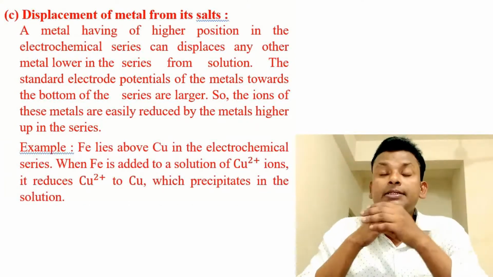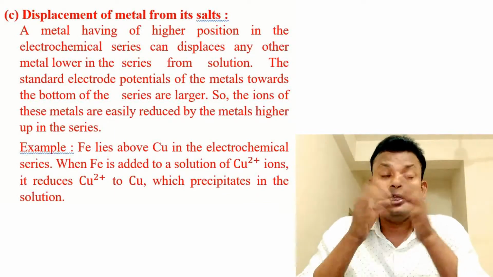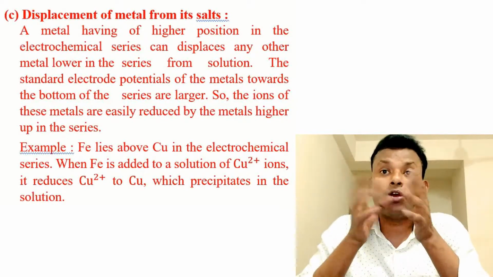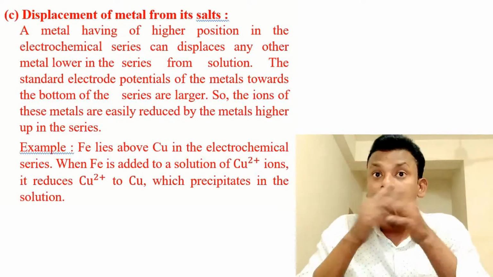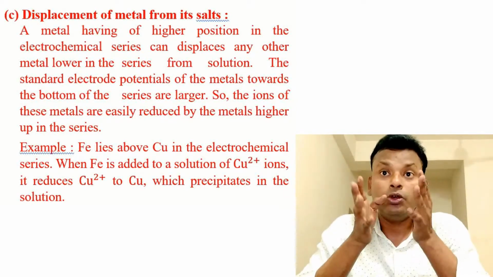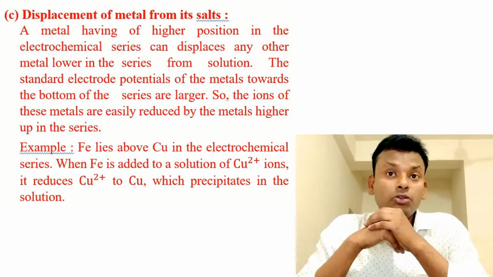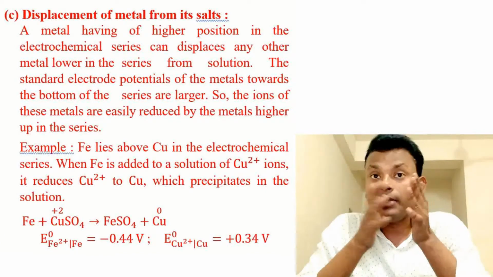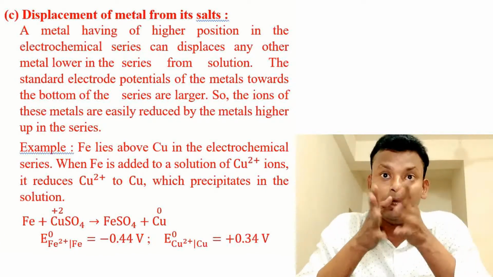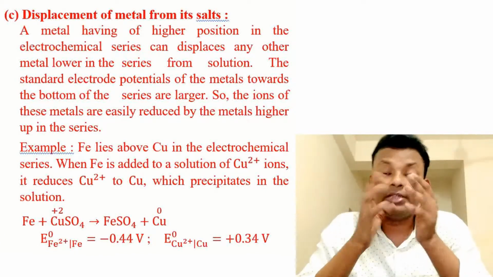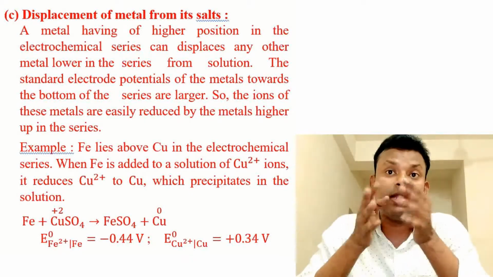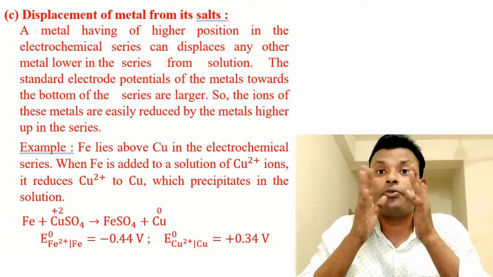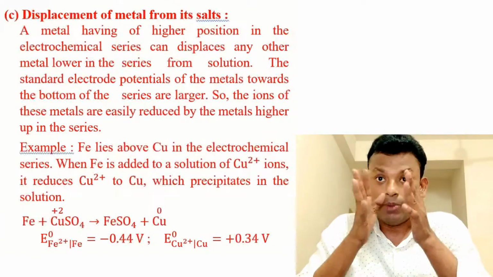Example: Fe lies above Cu in the electrochemical series. When Fe is added to a solution of Cu2+ ions, it reduces Cu2+ to Cu, which precipitates in the solution. That is, Fe plus CuSO4 gives FeSO4 plus Cu. Here the reduction potential value of Fe is minus 0.44 volt and the reduction potential value of copper equals plus 0.34 volt.